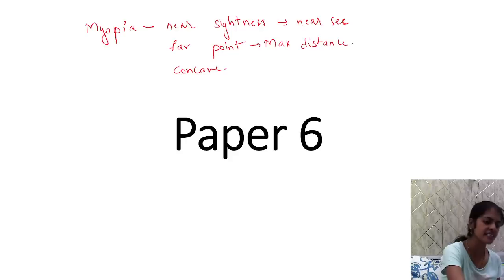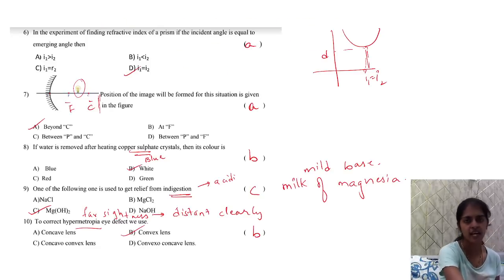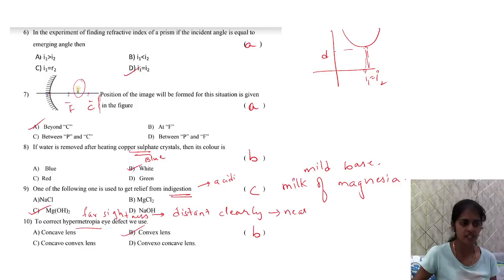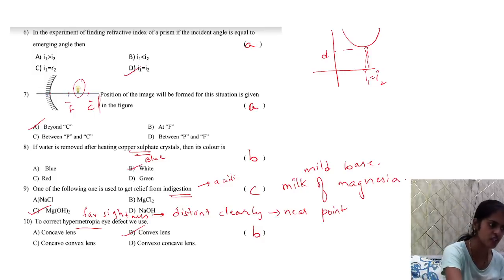Whereas hypermetropia is the reverse of it. You can see far, it is called farsightedness. You can see distant objects clearly, and here you will have the near point. Beyond that point you cannot see the objects. If the objects are closer than that point, you cannot see them. And which lens is used? Convex lens is used. Compare and learn. Look into the next one.